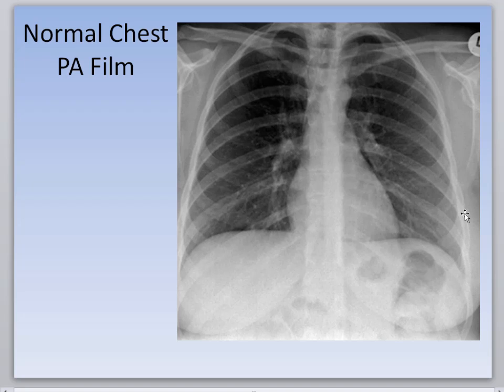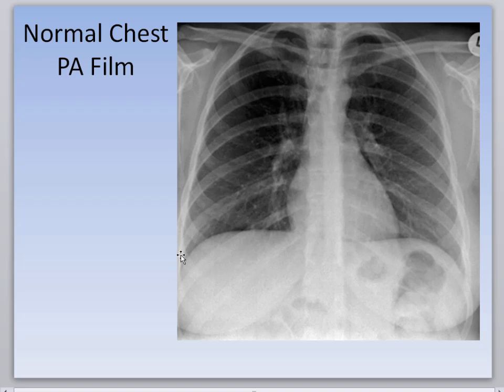This is important here. If you follow the lung down, you see the lateral part of the rib cage here, and it comes to a nice angle here. So this is the costophrenic angle. Very important because these need to be clear and open.